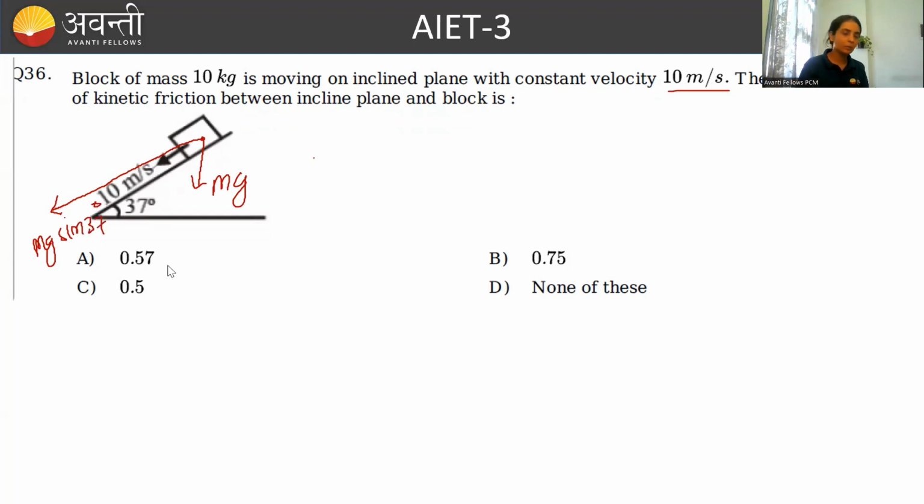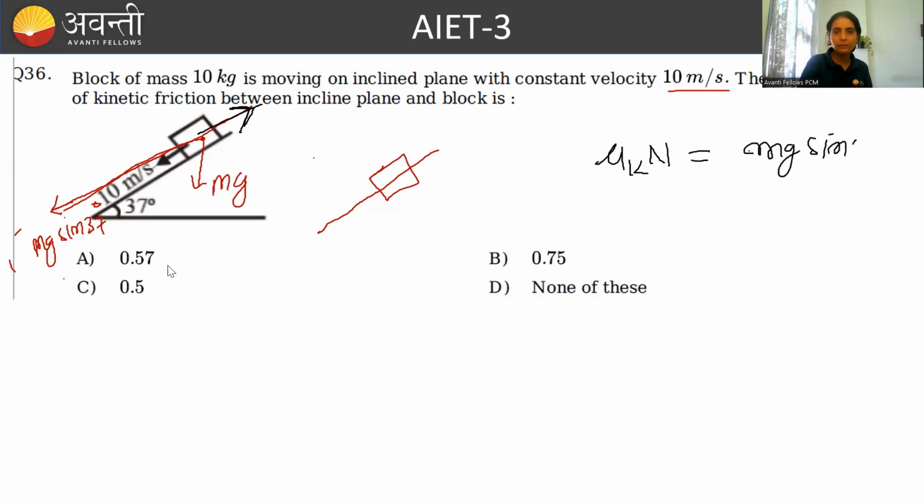Let's focus on the force acting in this direction only. Because this block has a tendency to move in this direction, right? So there is one force acting, that is mg sin 37. So because of this force, this block should accelerate downward, but it is not accelerating. It is moving with constant velocity. It means friction is coming into action, and friction must be acting in the opposite sense, and its magnitude must be equal to mg sin 37. So mu k N should be equal to how much? mg sin 37.